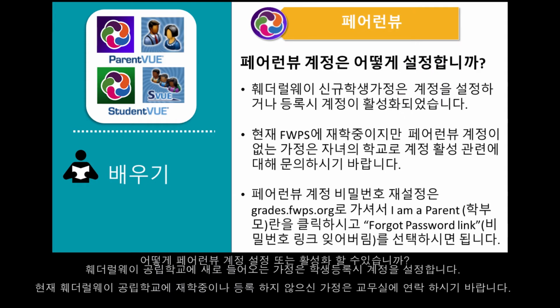How can you set up or activate your Parent View account? For new families to Federal Way Public Schools, you created your account during student registration. For current FWPS families that have not registered, please contact the school office. Finally, for those who forgot their password, you may reset at grades.fwps.org.